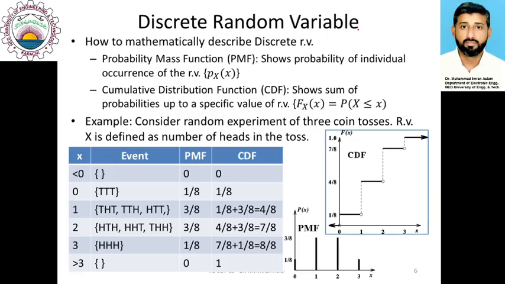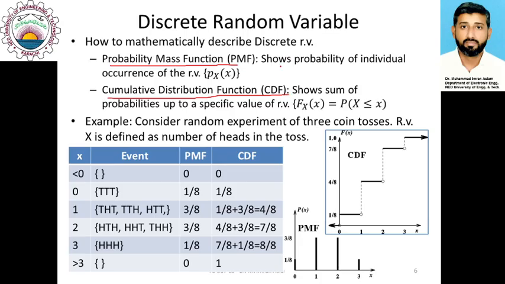The question is, how can we mathematically describe the behavior of a discrete random variable? So mathematical description of a random variable is very important, because we have to include that discussion in our analysis whenever we need to go for certain analysis. There are two commonly used representations to define the behavior of a random variable. One is called probability mass function, and second is called cumulative distribution function, CDF.